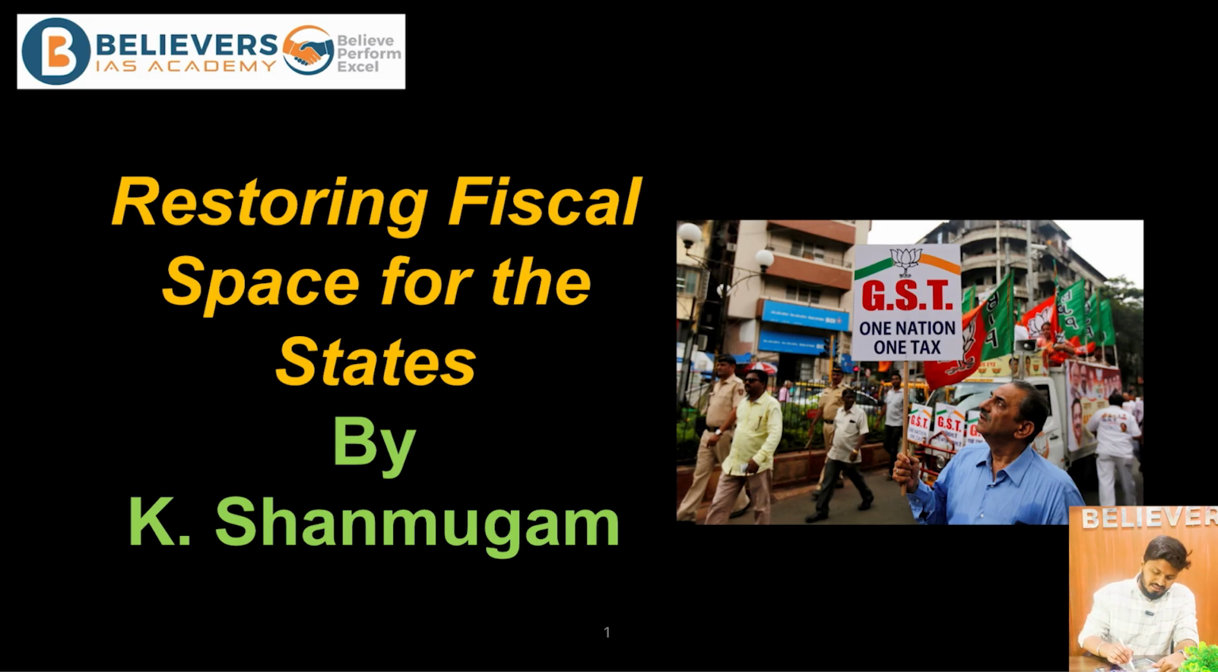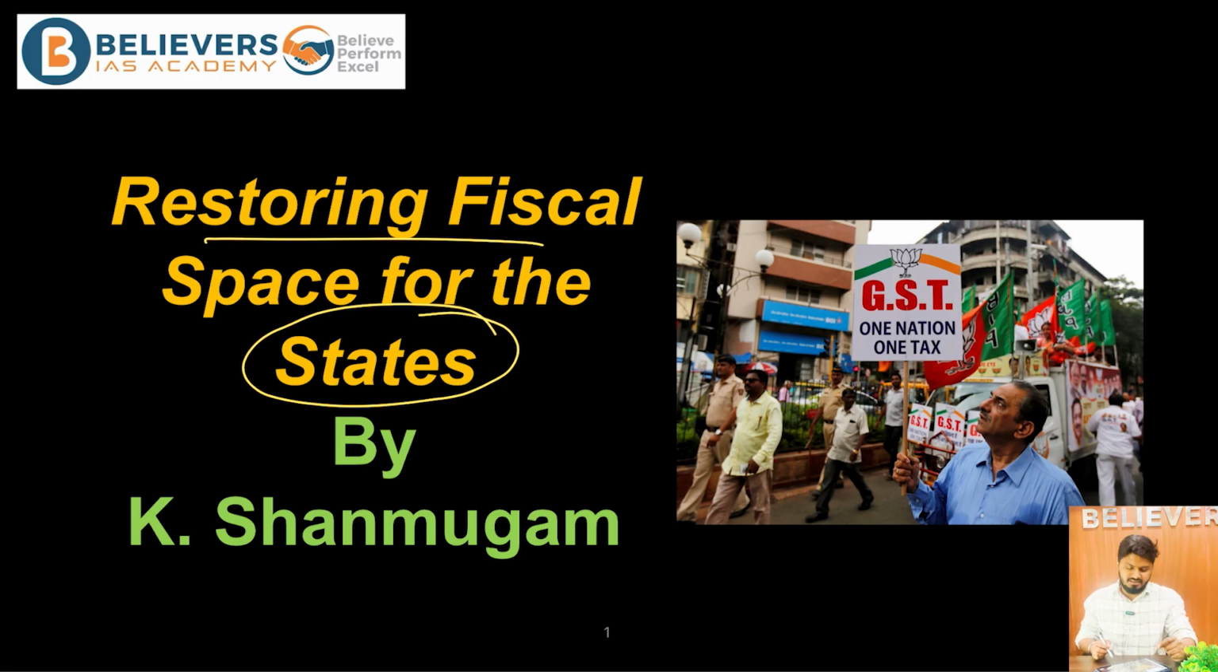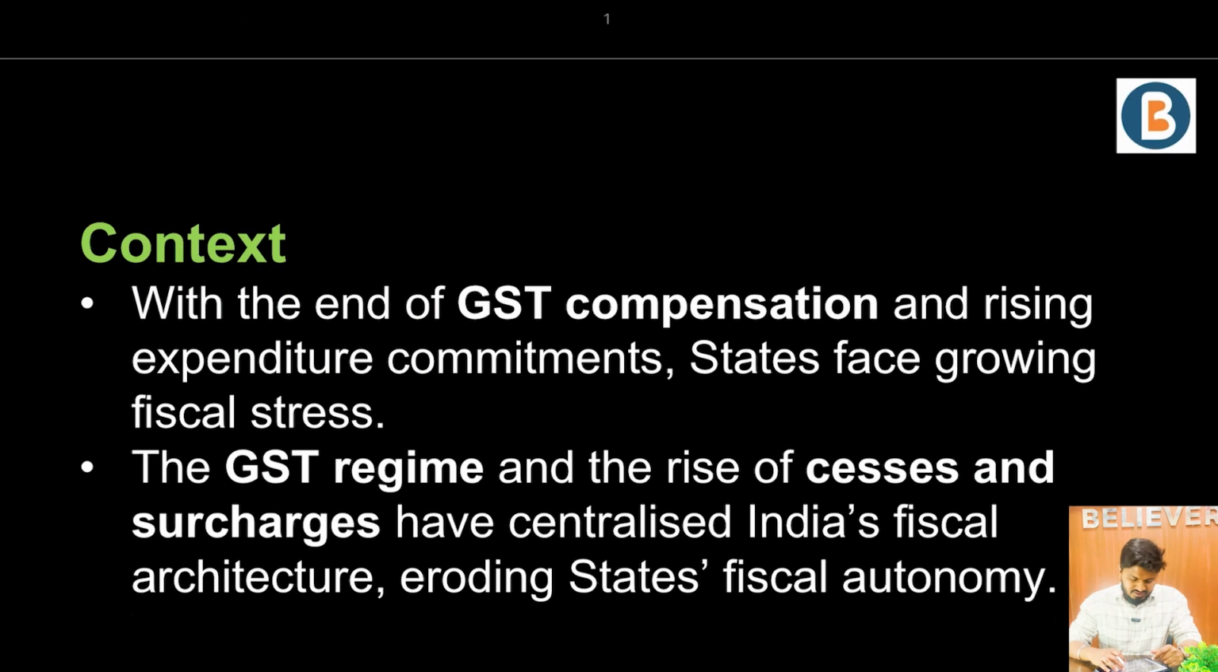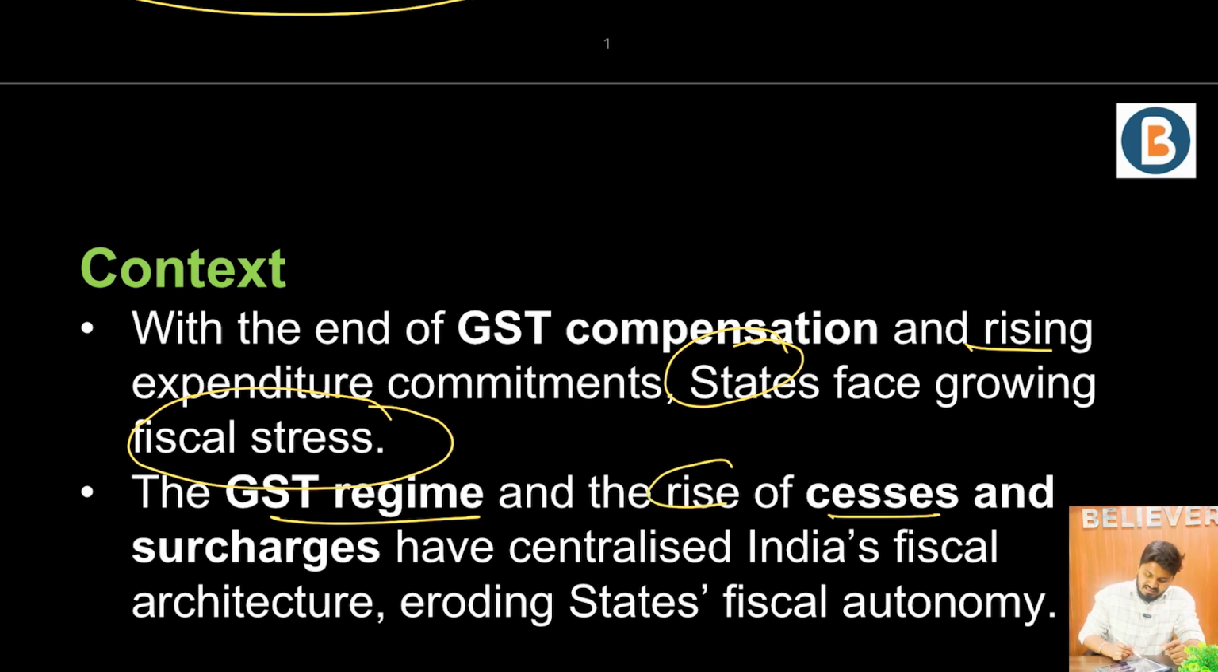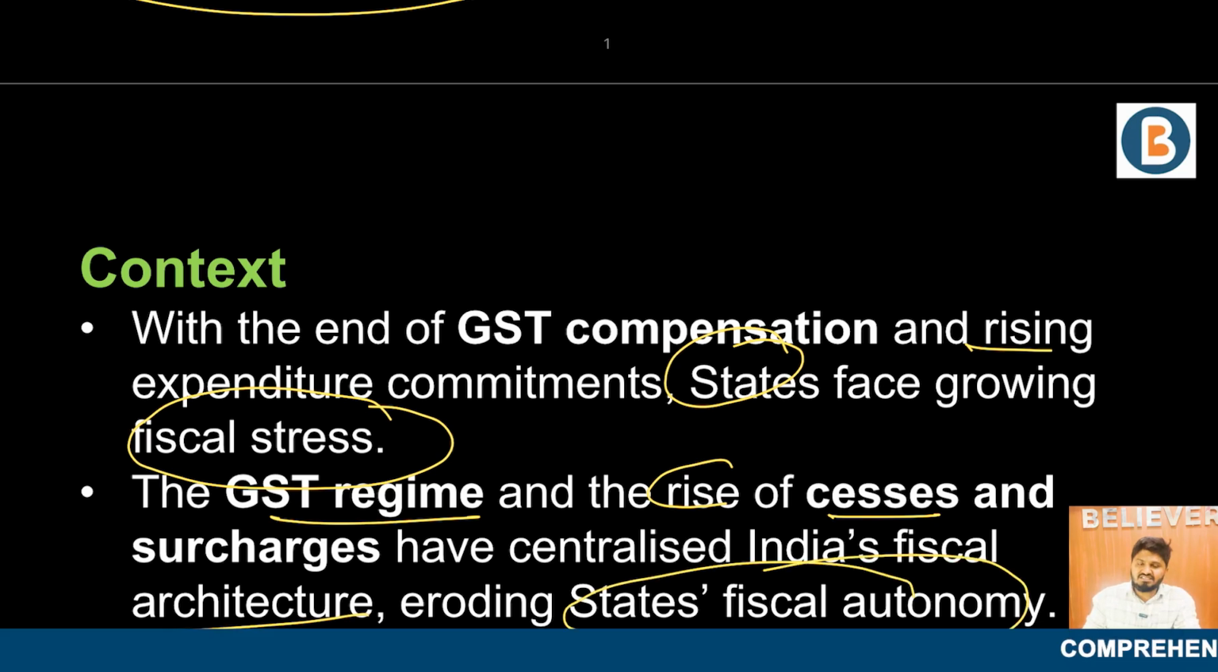The topic is restoring fiscal space for states. What is the topic? Restoring fiscal space for the states. It was written by K. Shanmugam. We'll discuss what the context is. The context is: with the end of GST compensation and rising expenditure commitments, states face growing fiscal stress. The GST regime and the rise of cesses and surcharges have centralized India's fiscal architecture, eroding the states' fiscal autonomy.